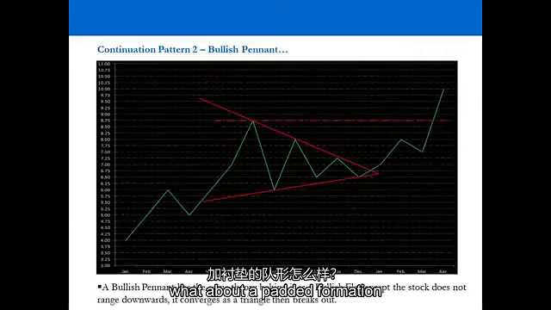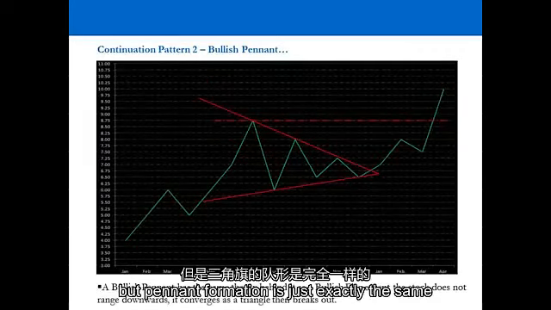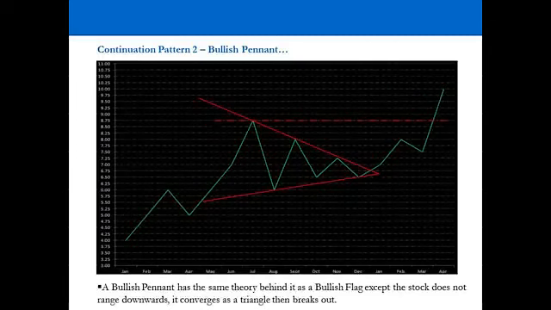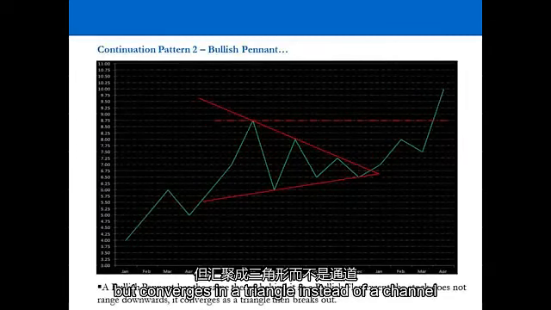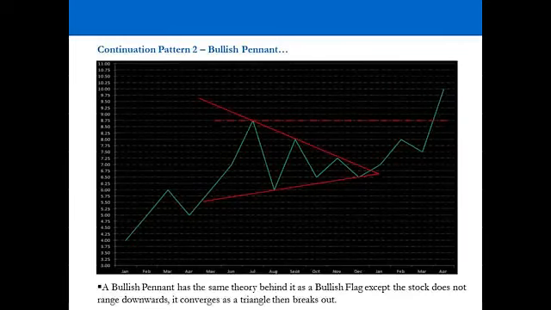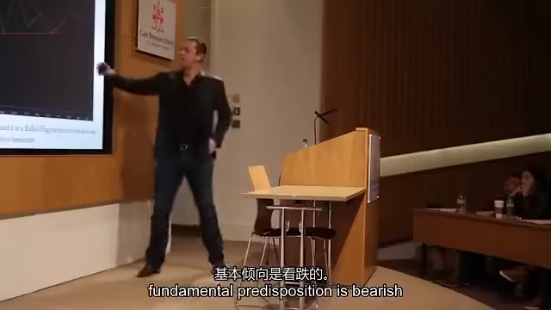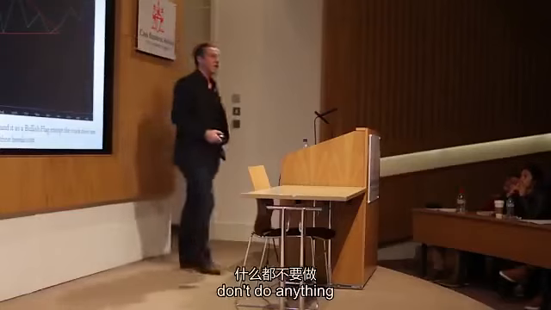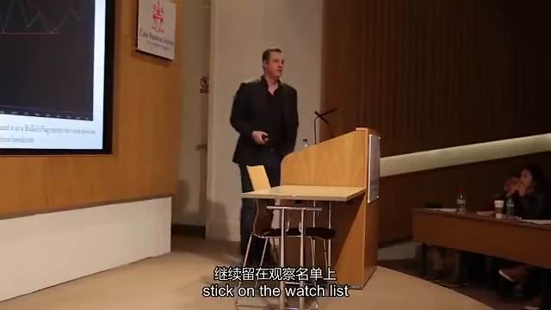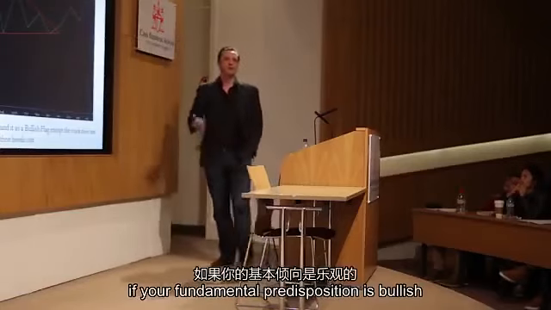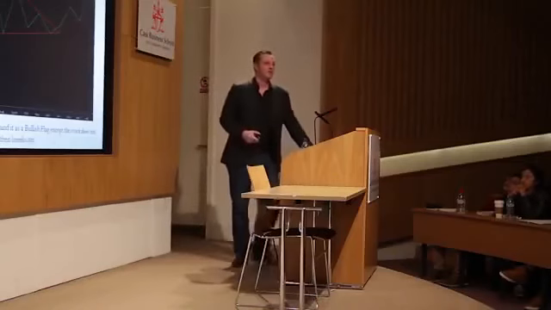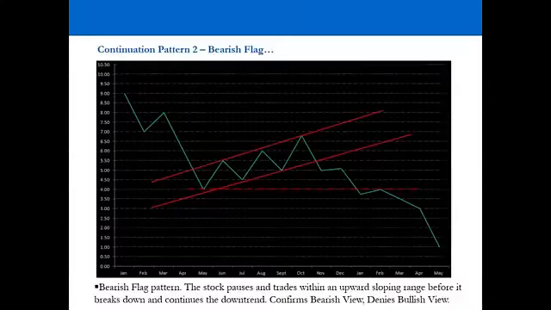What about a pennant formation? A pennant formation is just exactly the same as a flag, but converges in a triangle instead of a channel. Fundamental predisposition is bearish here. Don't do anything. Stick it on the watch list. If your fundamental predisposition is bullish, get involved. Don't be afraid. Totally the opposite.